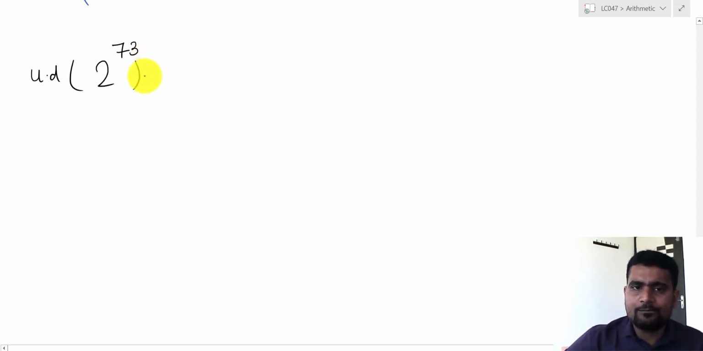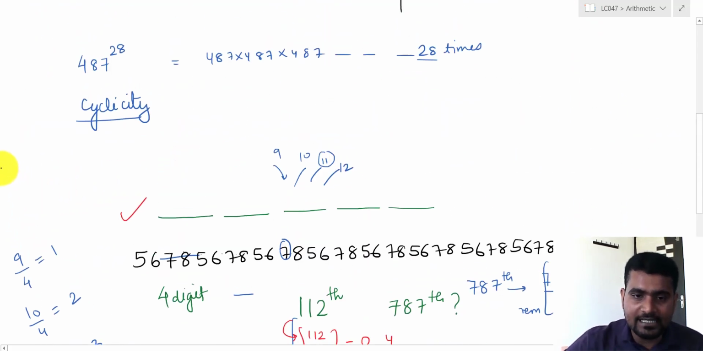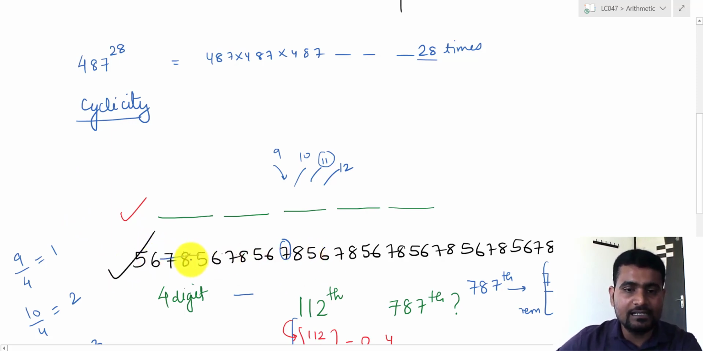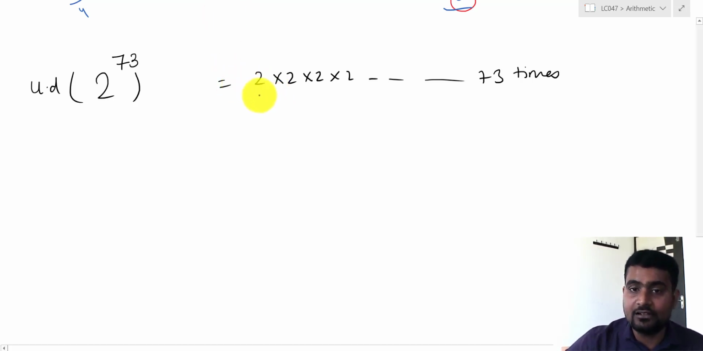So one thing is there, that it will be something like 2 into 2 into 2 into 2, how many times? 73 times. Now in the previous question we know this series, but it is not in multiplication. But here we are seeing multiplication. So this is not a series actually, it's a product. So how are we going to find it? If somehow I find the cyclicity of 2, then I can apply the remainder thing and get the answer.